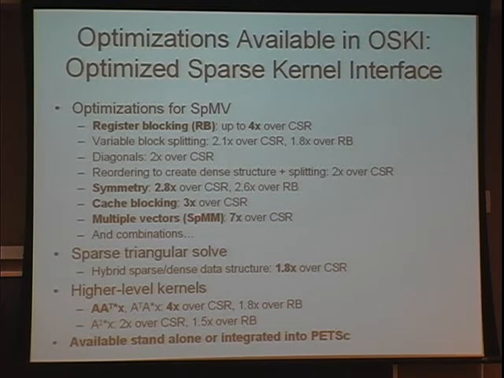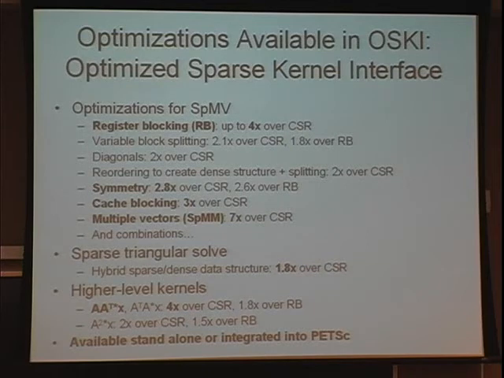If your matrix is really huge, you should break it up into cache size blocks. There's another factor of 3. If you have multiple vectors, then of course you do all those at the same time. There's a factor of 7. So you can have arbitrary combinations of those. All of these are built into our tuning library. Sparse triangular solve, there's a factor of 1.8 for doing the tuning.